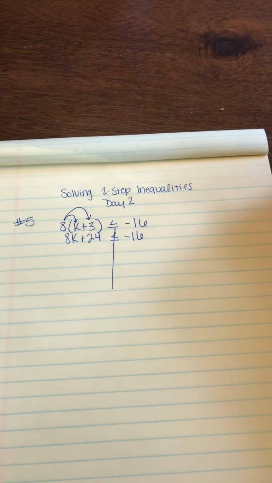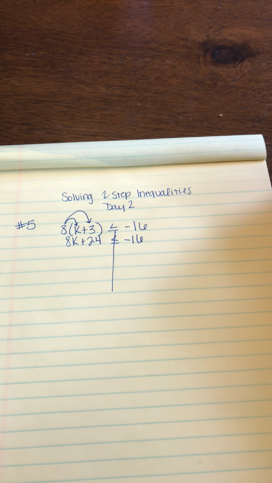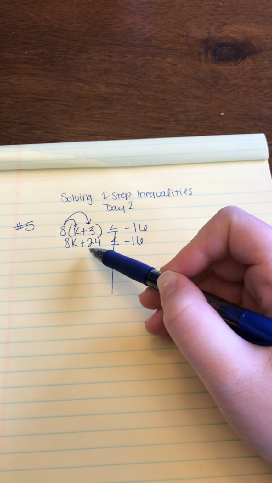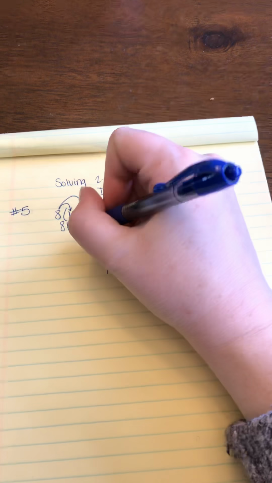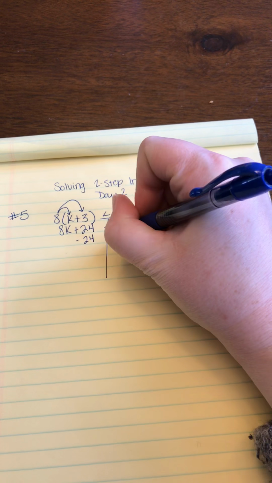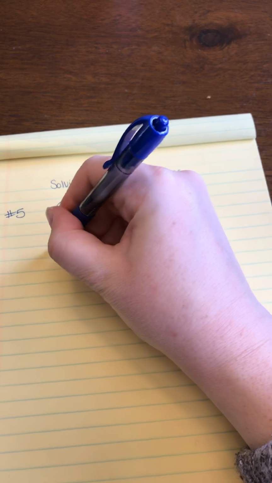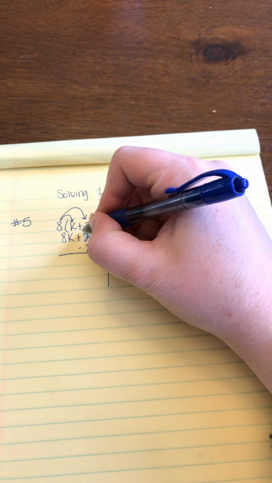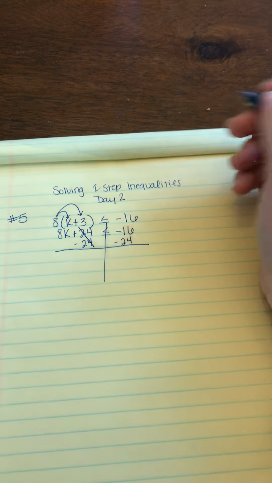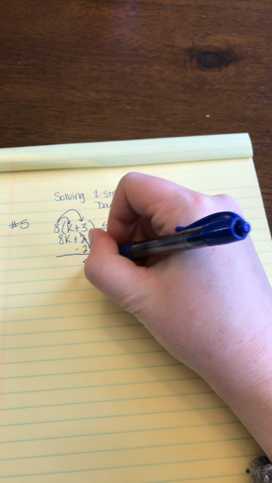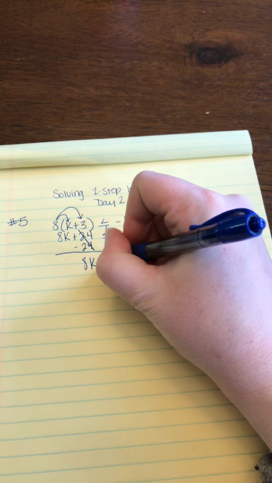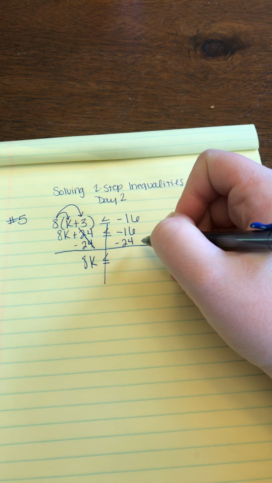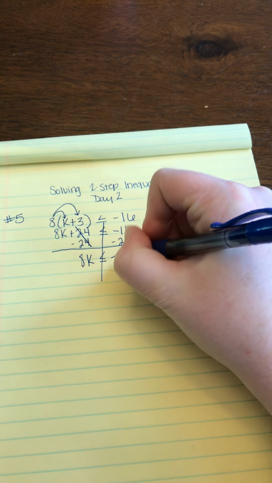Okay, so now it becomes almost identical to equations. You would take the lonely guy over first. So the opposite of a positive 24 is that negative 24. And we're going to do that to both sides and then draw our line, just like we have done in the past. Okay, so we know that those guys cancel out. They're going to make 0, which is what we want. You have 8k. Sign stays the same. And then negative 16 and negative 24 would be a negative 40.